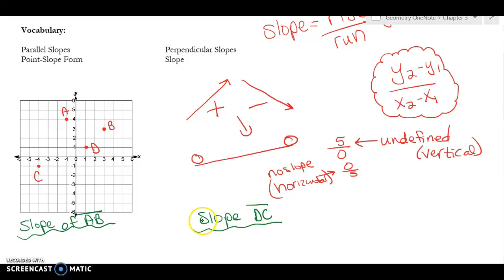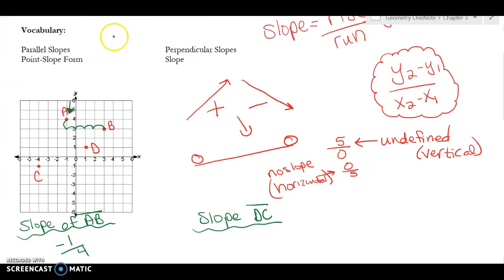Okay? So for AB, the key that I like to do is I always like to start on the left-hand point. I like to start here on the left, so that way I don't have to worry about double negatives. So to get from A to B, I go down 1, so it's -1, and then I go to the right, 1, 2, 3, 4. So I go to the right 4. So my slope for AB is -1 over 4.